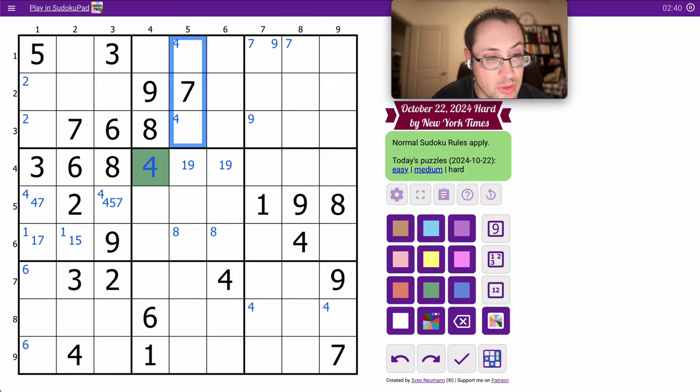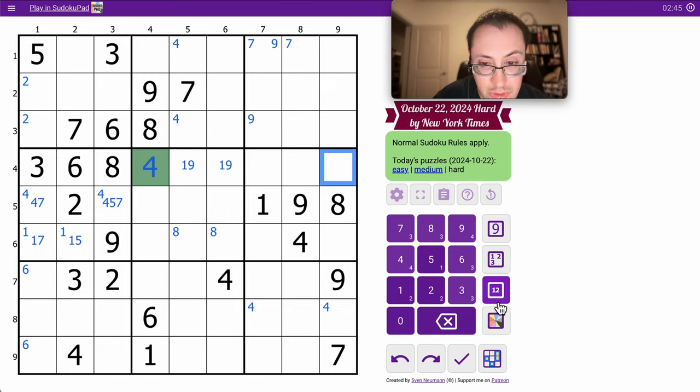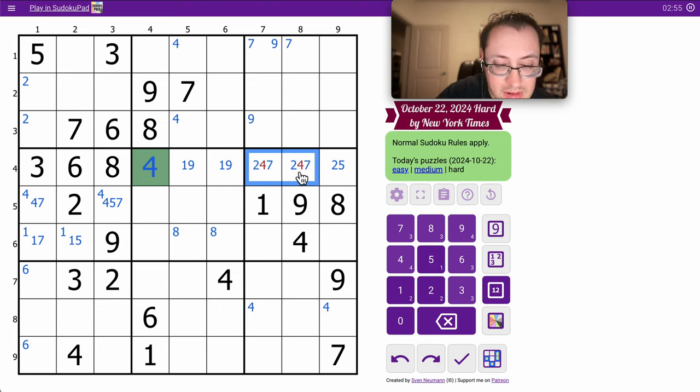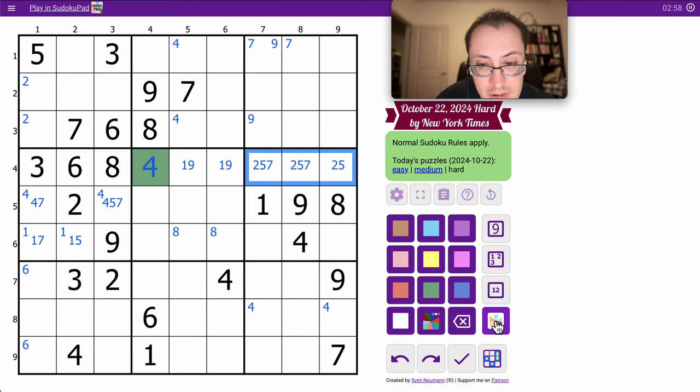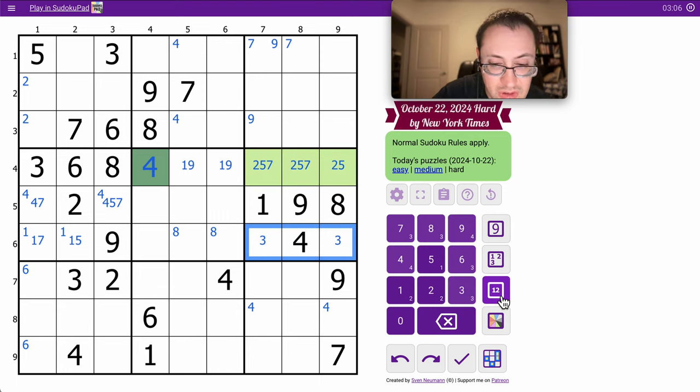What that gives me is 1, 3, 4, 6, 8, 9. So this is 2, 3. 1, 3, 4, 6, 8, 9. So this is 2, 5, and 7, not 2 or 3. I can mark that as a triple. These two are 3 and 6, which are not resolved yet.